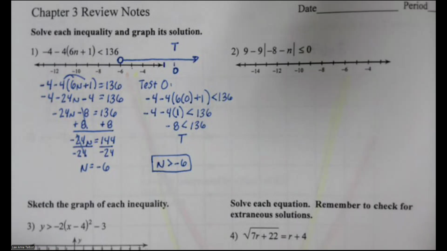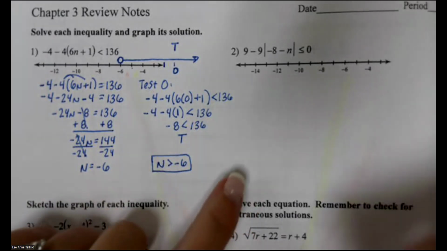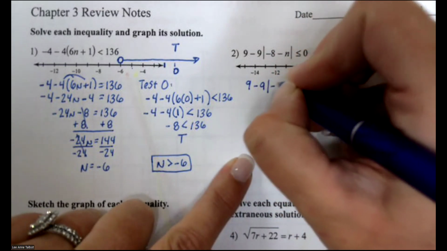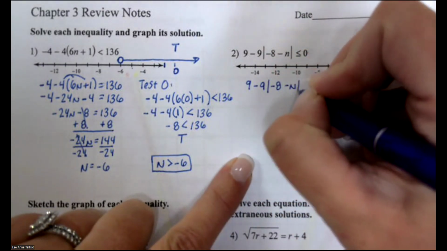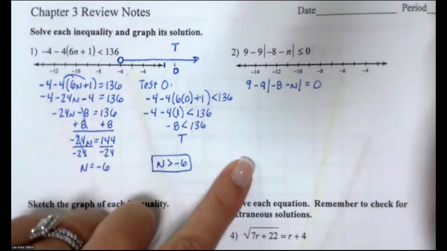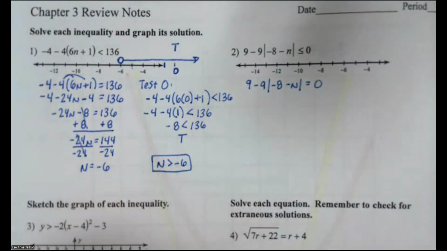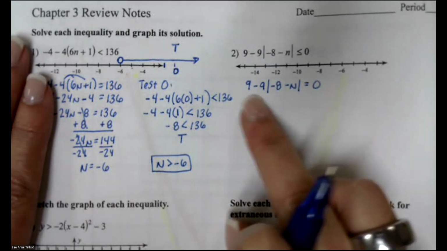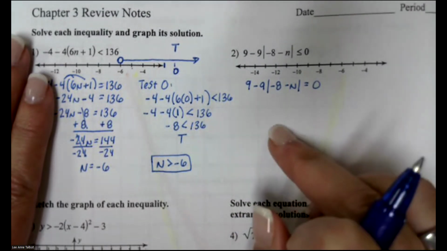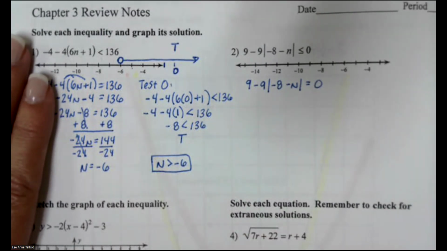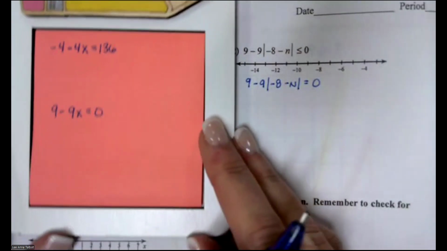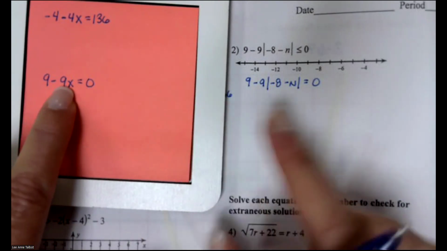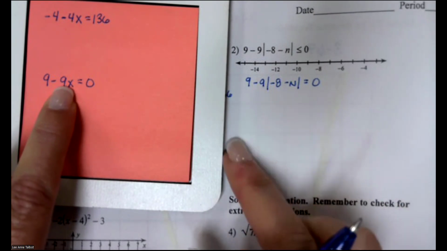Okay, number 2, same thing, but absolute value style. So pretend you have equals. Okay, and I put this one in here on purpose. I'm trying to trick you into making this 9 minus 9 0. You cannot do that. I want you to think of it like this. 9 minus 9, and then I just took the absolute value and replaced it with x.